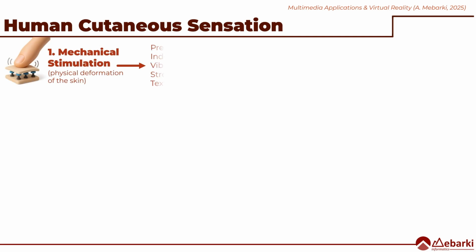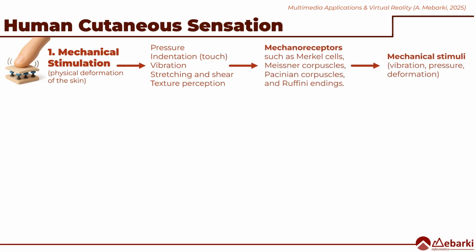Mechanical stimulation arises from the physical deformation of the skin, such as pressure, touch, vibration, stretching, shear forces, and texture. These sensations are detected by mechanoreceptors, including Merkel cells, Meissner corpuscles, Pacinian corpuscles, and Ruffini endings. Most contemporary haptic devices rely primarily on this modality, as vibration, pressure, and surface deformation can be reproduced reliably and safely using electromechanical actuators.